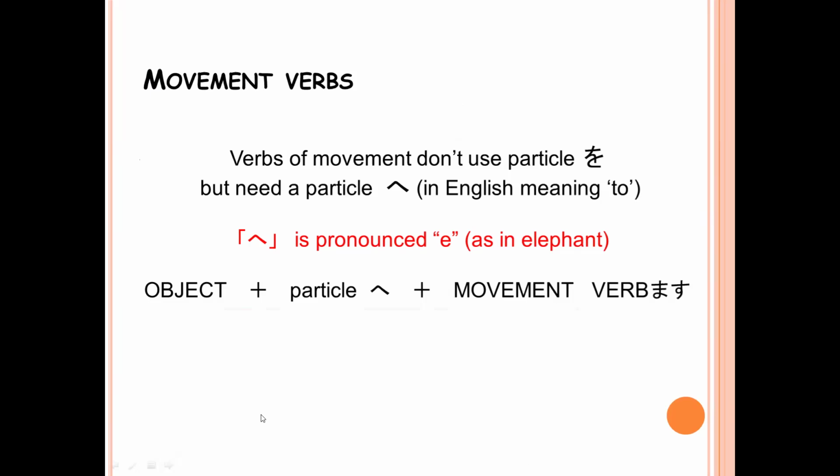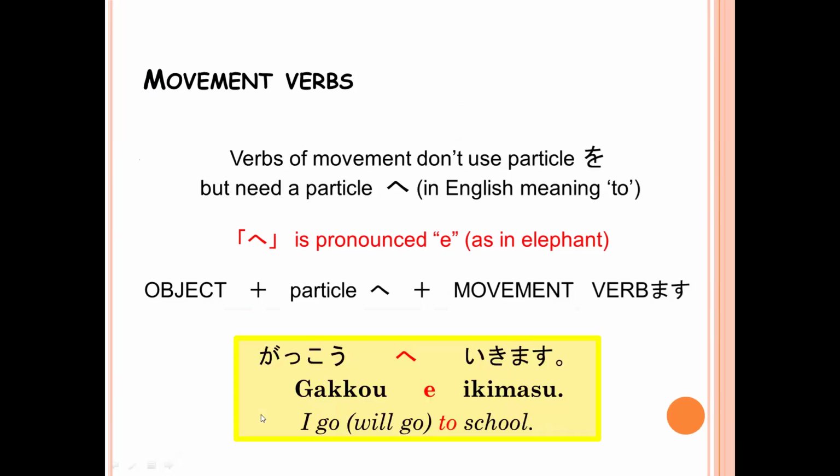The verb is in the masu form. For example, Gakko e ikimasu. What is gakko in Japanese? Gakko means school. So: I go to school. I will go to school. Gakko e ikimasu can mean I am going to school, like that.